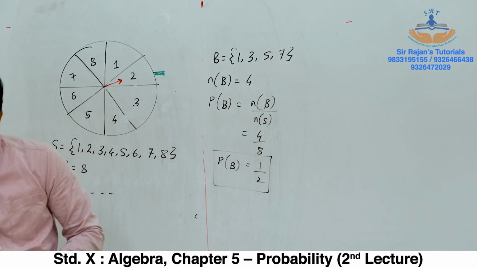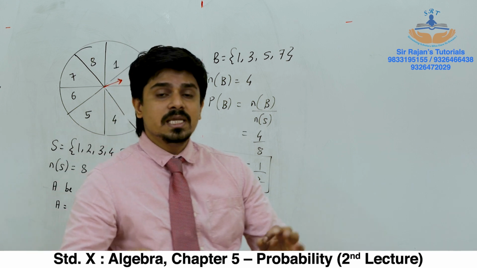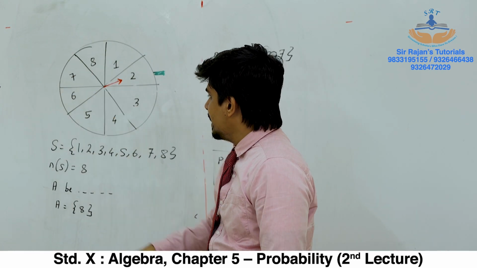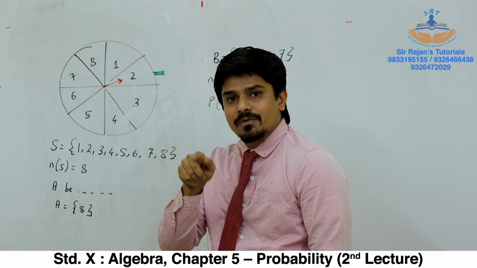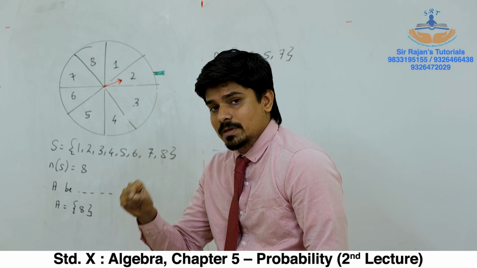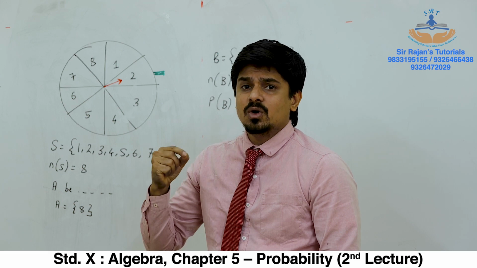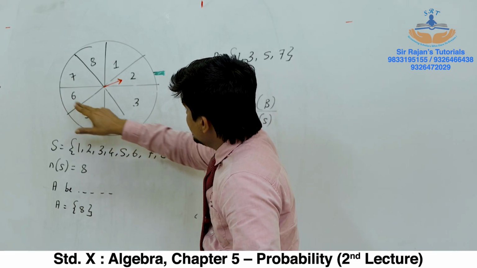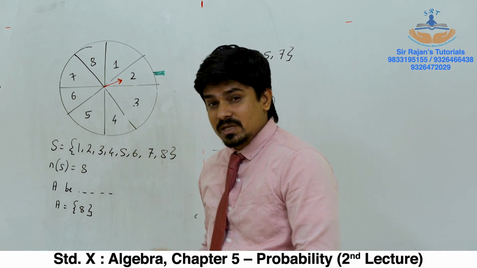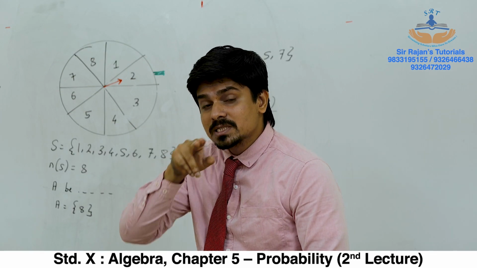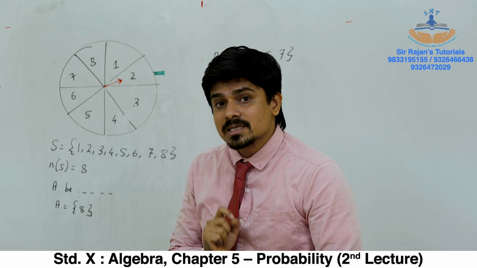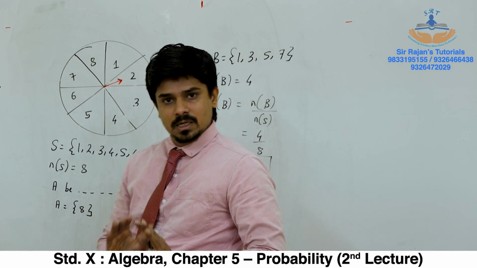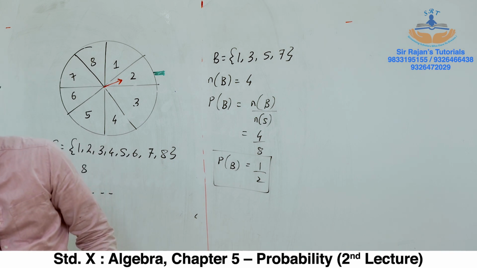Third event is what? Number greater than 2. Which are the outcomes that are greater than 2? 3 है, 4 है, 5 है, 6 है, 7 है, 8 है. So in your C event, your elements will be 3, 4, 5, 6, 7, 8. So 1, 2, 3, 4, 5, 6 हो गए. N of C will be 6. Probability will be 6 upon 8. 6 upon 8 reduced form में क्या हो जाएगा? 3 upon 4. Clear?